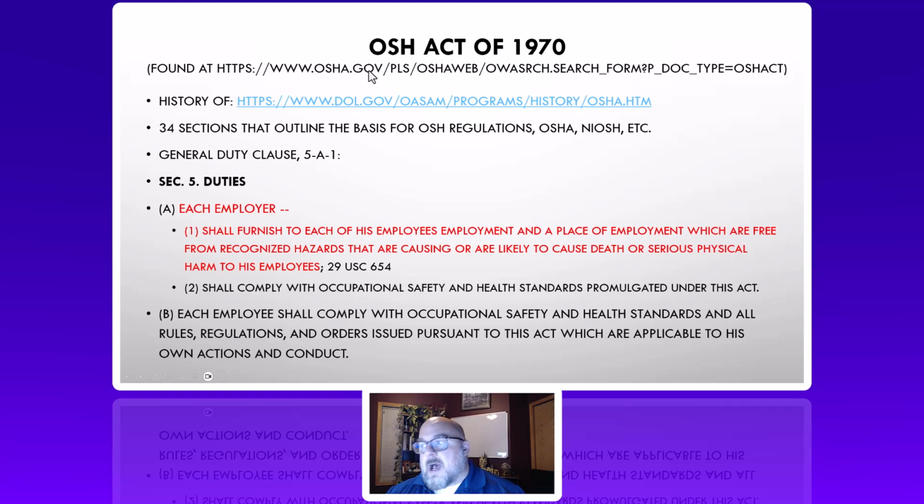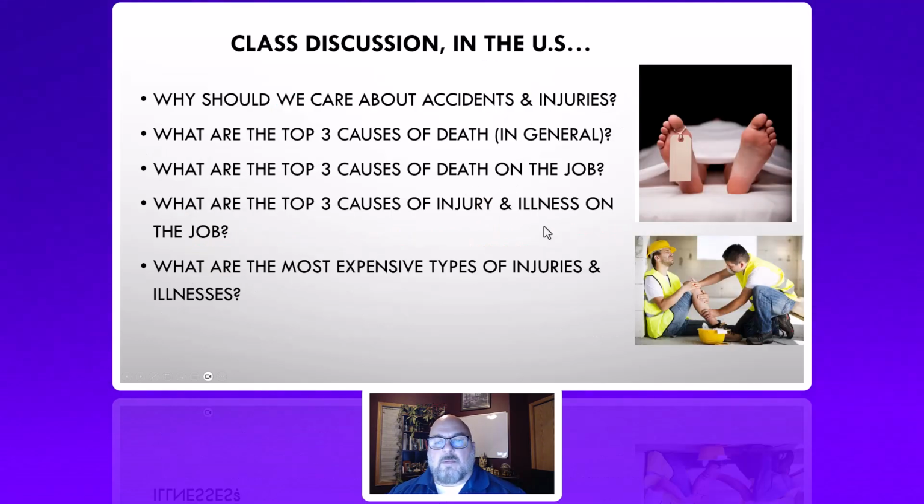We went over the OSH Act, and in particular, Section 5, which when it's cited in a citation for a violation, it's 5A1. Each employer shall furnish to each of his employees employment and place of employment free from recognized hazards that are causing or likely to cause death or serious physical harm. Make sure you understand that. It's the primary protocol for the safety profession.